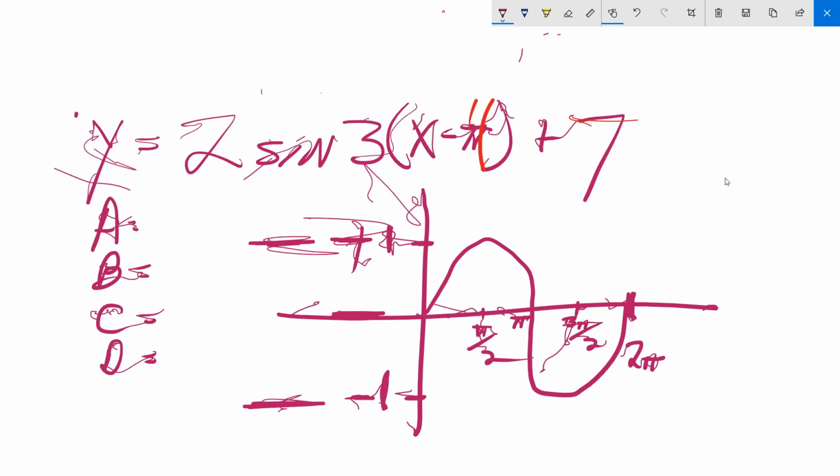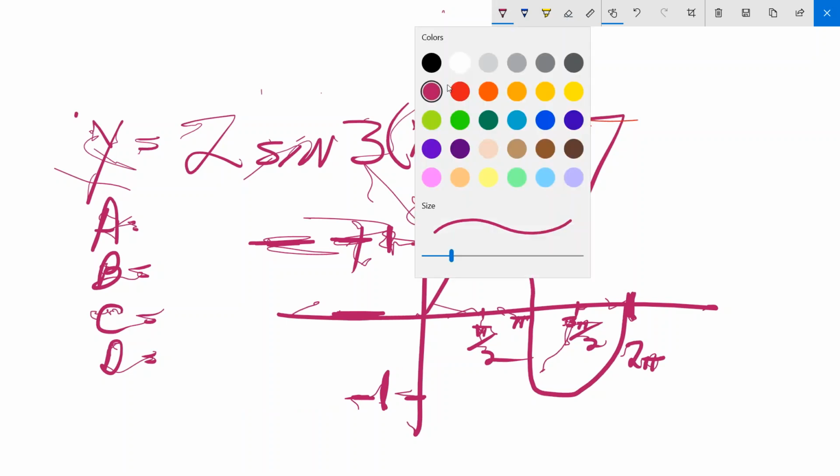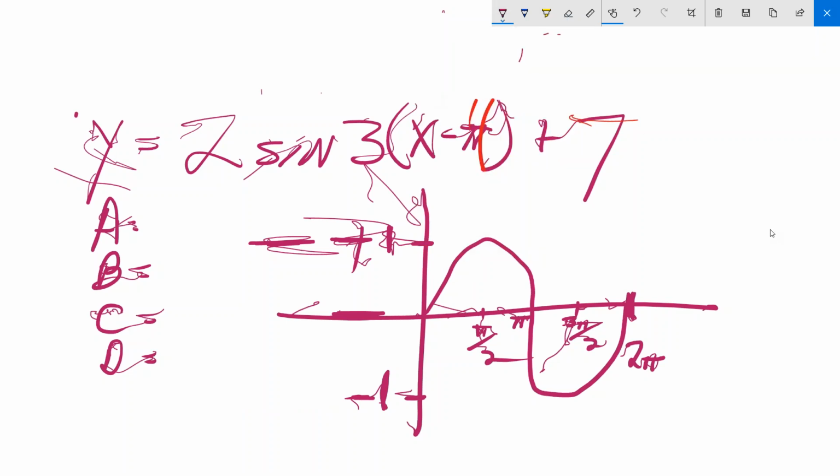So what do you get? I was right the first time. Sorry for confusing you. Hold on 1 minute. Let me just erase this. The amplitude is from the x-axis to the peak. So we know the amplitude is 1.